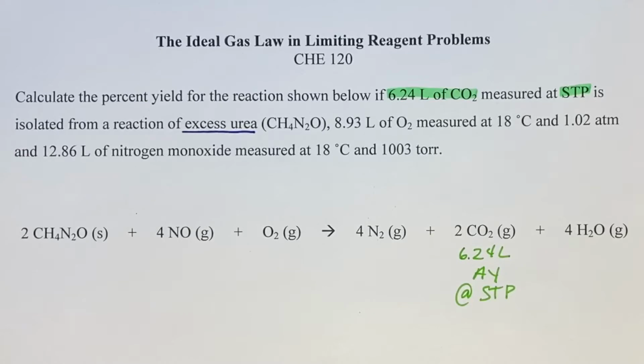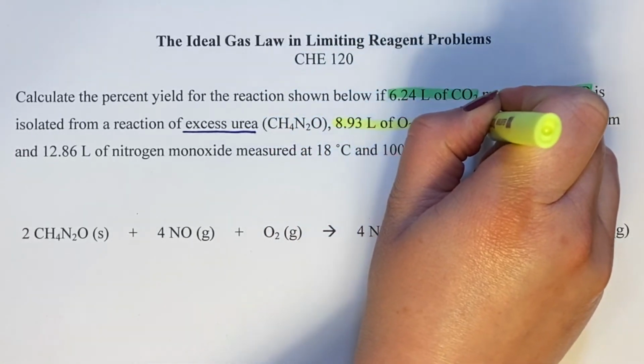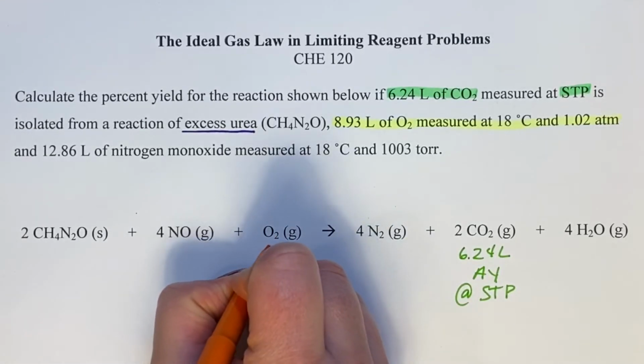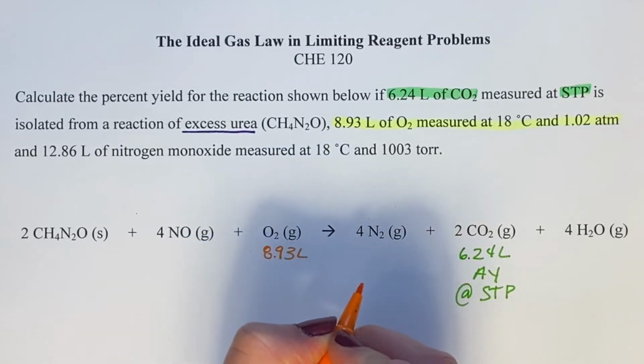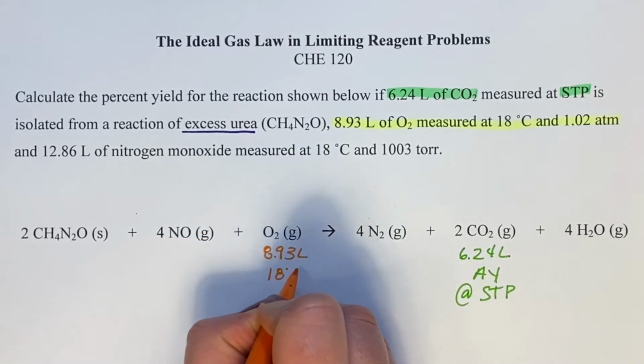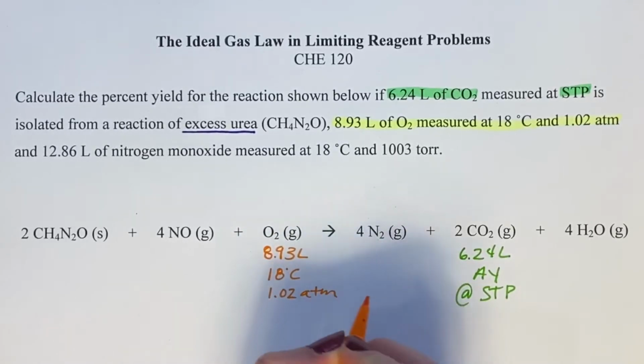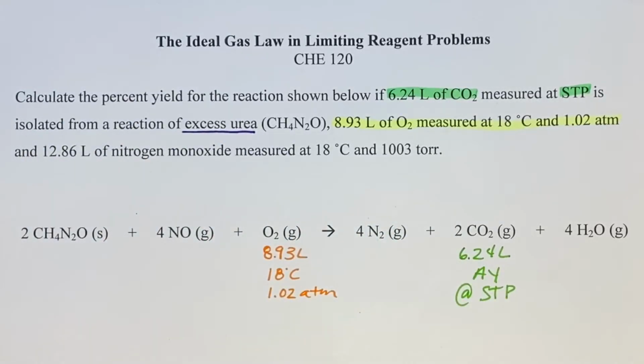So the next component that we have is oxygen. We have 8.93 liters of oxygen measured at 18 degrees Celsius and 1.02 atmospheres. In our reaction, oxygen is one of our starting materials. For this information, we'll be able to plug this volume into the ideal gas law. For this temperature, we will need to convert to Kelvin, and for this pressure, we can plug that directly into the ideal gas law as well.